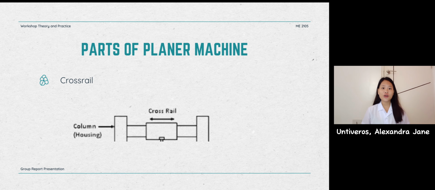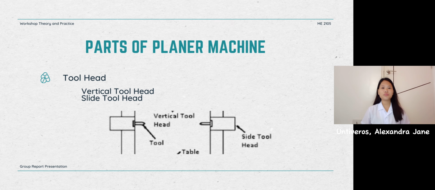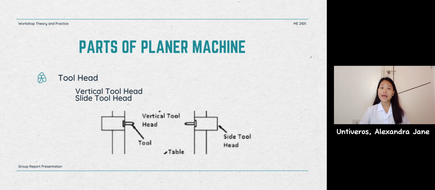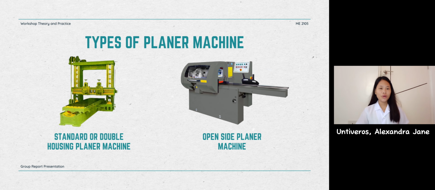We also have the cross rail. The cross rail features tool holders in which cutting tools can be fixed. Next is the tool head. Tool heads are responsible for holding and securing cutting tools. We also have vertical tool heads, which move left and right, and horizontal tool heads, which move up and down. We have five types of planer machine.